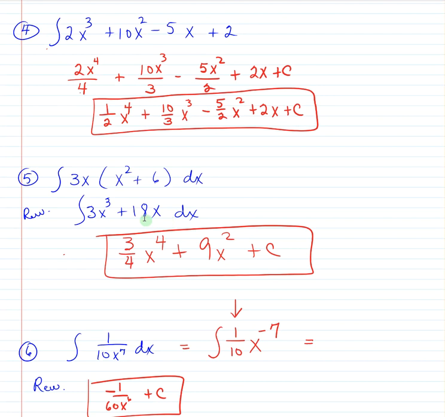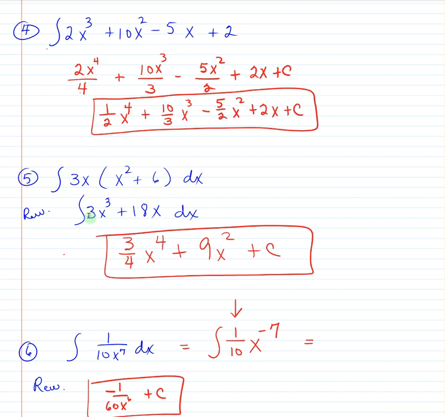And we'll move to number 5. The integral of 3x, parentheses x squared plus 6 dx. There is no product rule or anything, so what you want to go ahead and do is multiply this out inside here. So the integral of 3x cubed plus 18x dx, and then do what we've been doing.